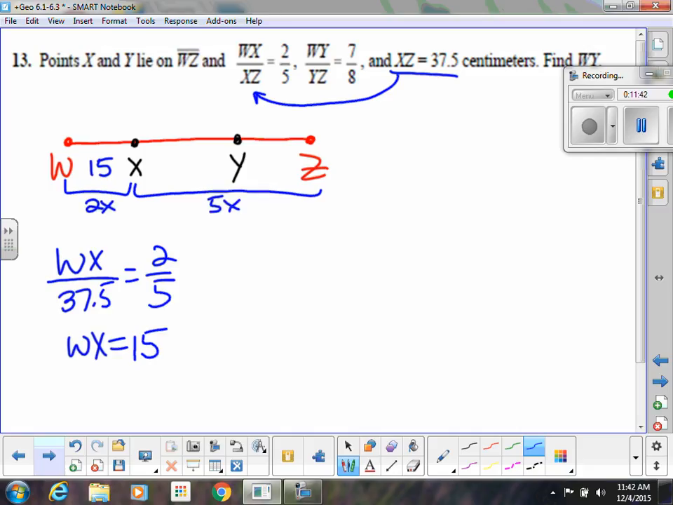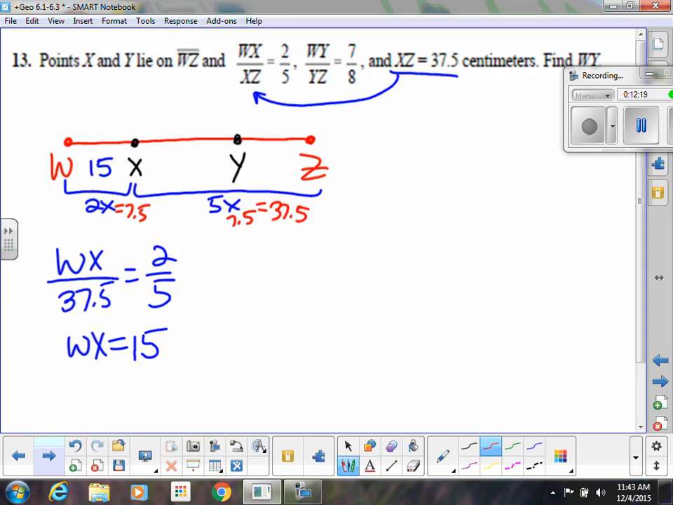Okay, so if my WX is 15, then X here is going to be my 7.5. So then if I do that, sorry, X is, let me write this, X is 7.5. I'm running out of room. All right, so if I do 7.5 over here, I'm going to have 5 times 7.5, which is 37.5.